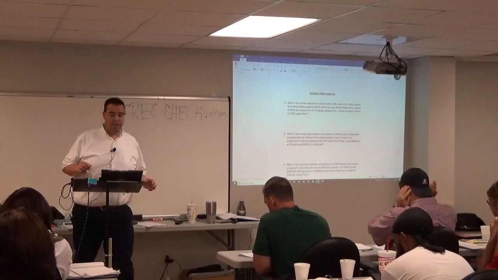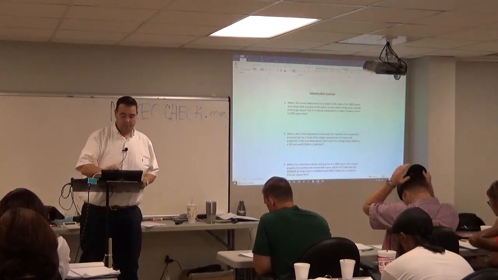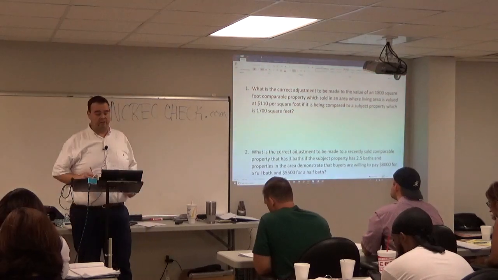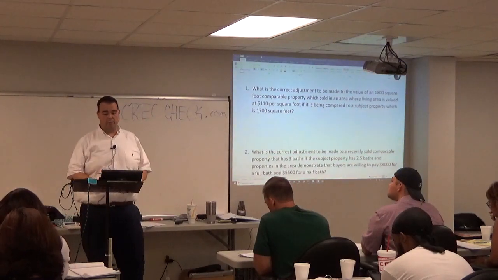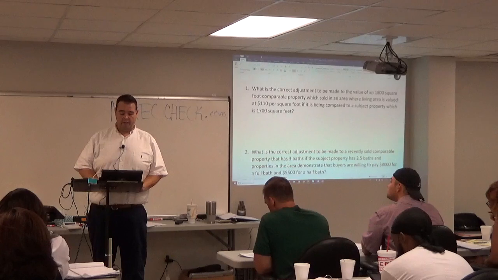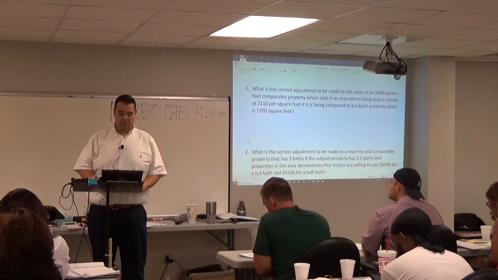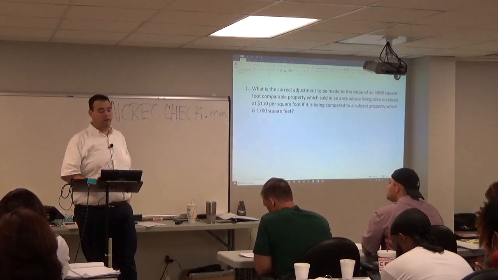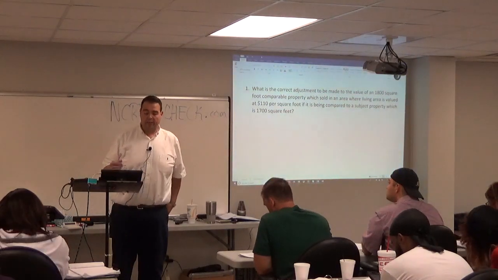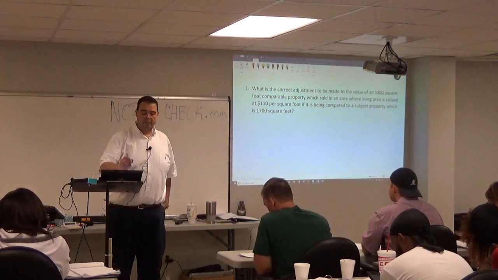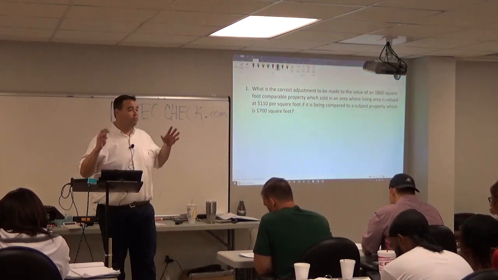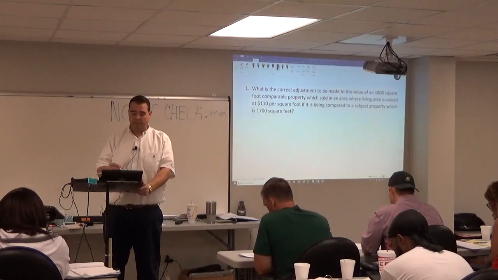All right, so we're looking at this worksheet. Number 1 says, what's the correct adjustment to be made to the value of an 1,800 square foot comparable property which sold in an area where living area is valued at $110 per square foot if it's being compared to a subject property which is 1,700 square feet. I'm going to get in the good habit of writing this out side by side so that you can see how to make the adjustments.